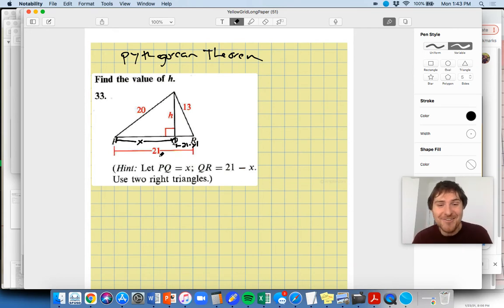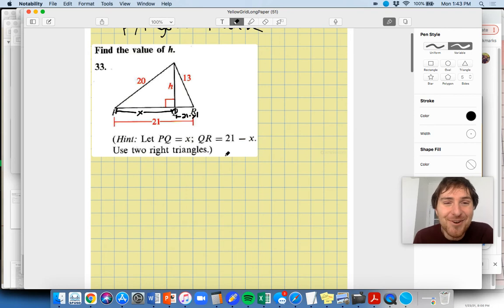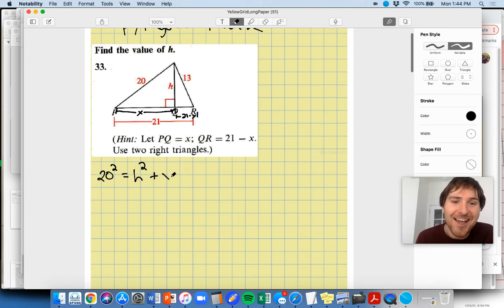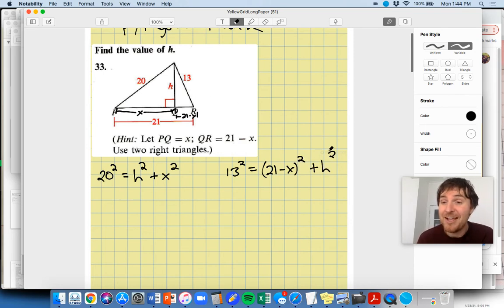So we're going to set up two equations using the Pythagorean theorem. Check it out: 20 is the hypotenuse of the right triangle on the left of our diagram, so I know this statement is true: 20 squared equals h squared plus x squared. The next part I know is also true: 13 squared equals 21 minus x, which they said to let be that one, squared, plus h squared.